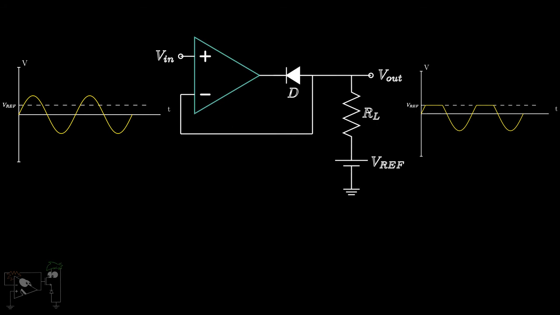The transfer characteristics of a positive clipper looks like this. The clipping level can be changed by changing the reference voltage source value.